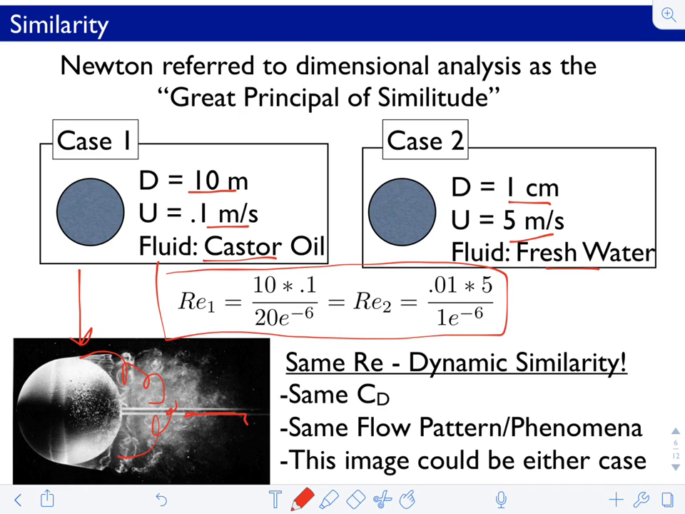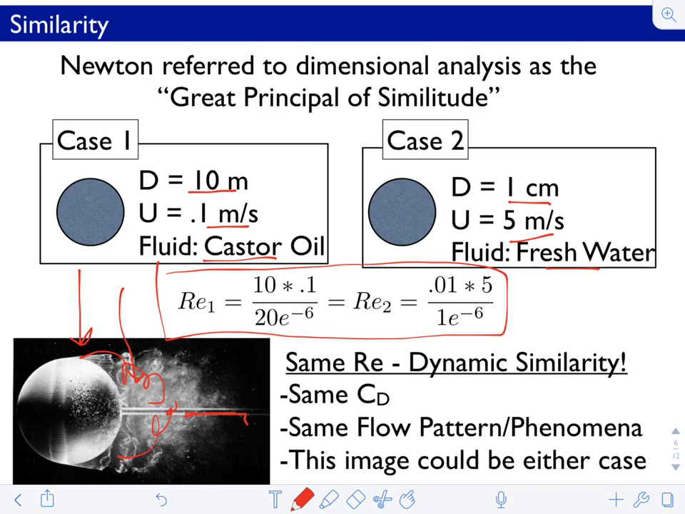And therefore, the flow, the nature of which depends entirely on that Reynolds number, will be exactly the same. Now, if you were to measure the actual velocity here, you would find it would be different in each case. In the left case, the flow speeds are much smaller. It's going to be a smaller velocity for the castor oil case than the case of fresh water.